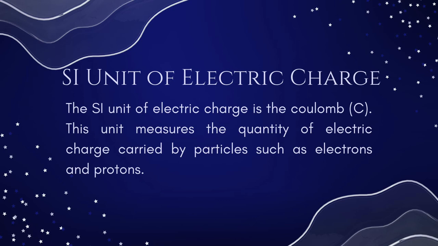Now we will have the unit of electric charge. This was already discussed earlier, but I'm going to repeat it. The SI unit of electric charge is the coulomb. One coulomb represents the charge of approximately 6.242 times 10 raised to the 18 electrons. This unit is essential in quantifying the transfer of charge in electrical circuits and various physical processes.